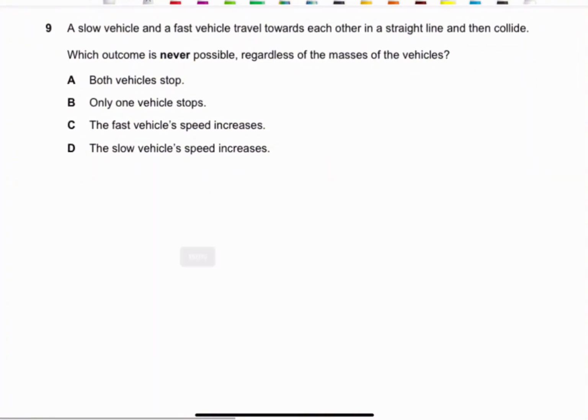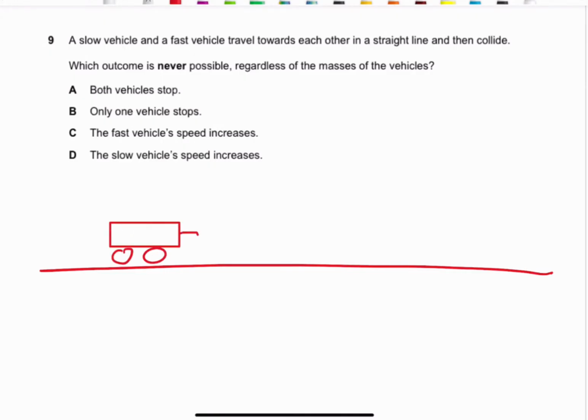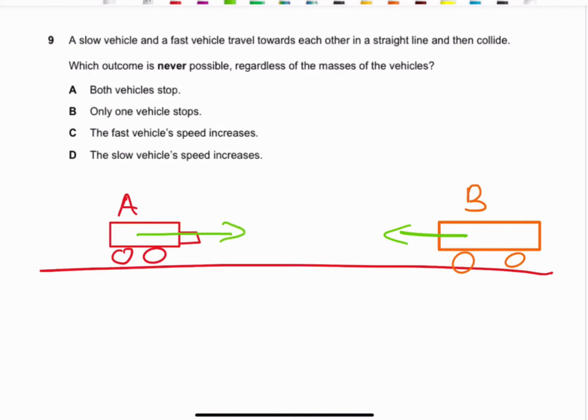So let's look at this, right? We have a slow vehicle. So like this, we have two vehicles, vehicle A, and over here we have vehicle B. So this is going to move in this direction, and this is going to move in that direction, right? So they're going to move and then collide. Which outcome is never possible regardless of the masses of the vehicles?